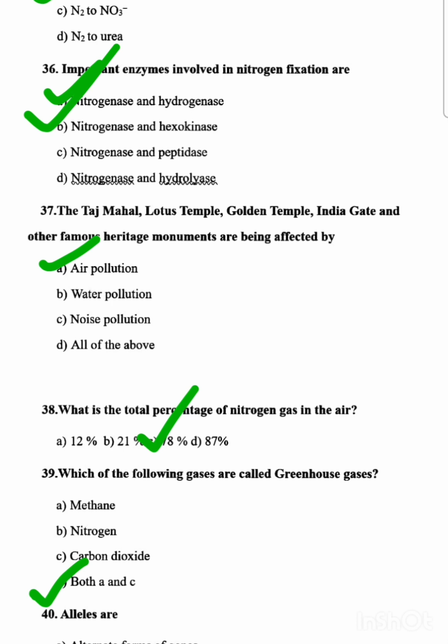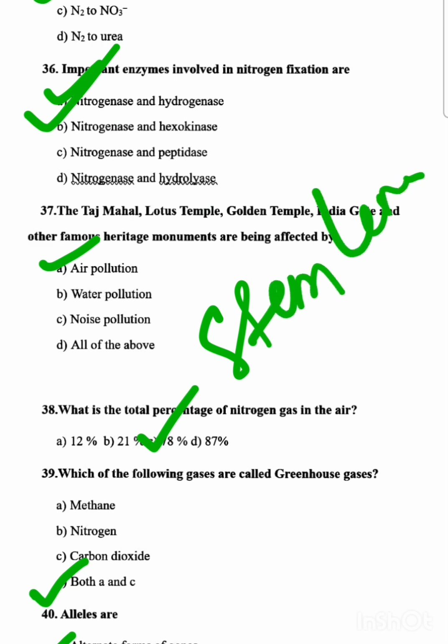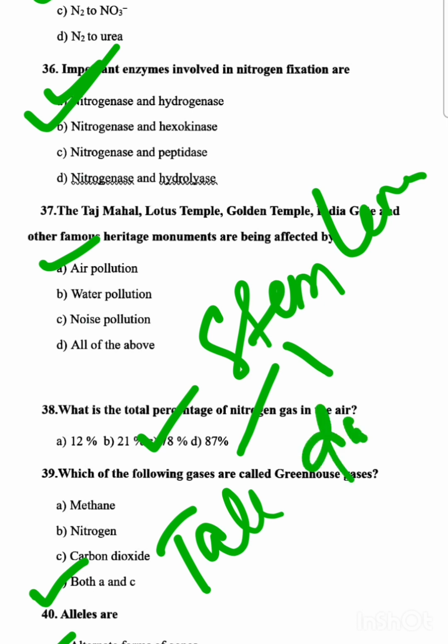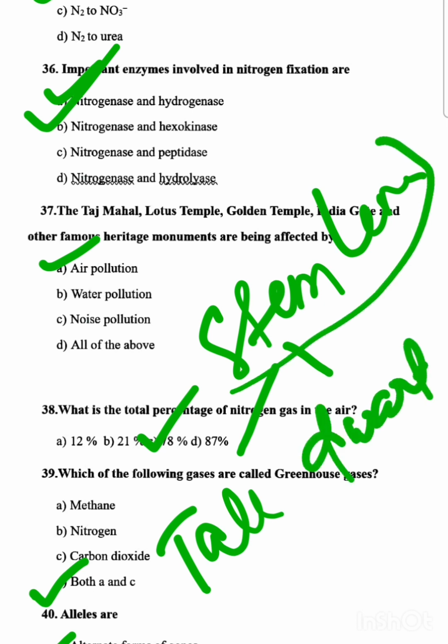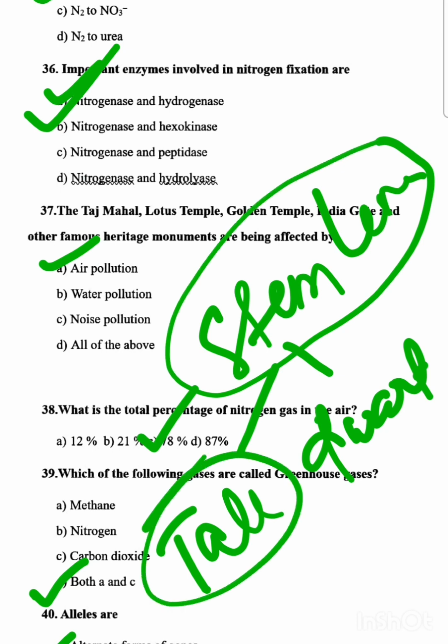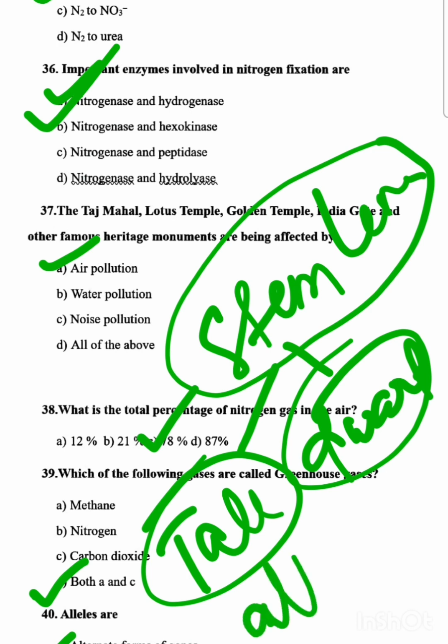So what is an allele? Alleles are the alternative forms of a gene. If the trait is the stem length, what are the two alleles? Either it is tall or it is dwarf. So the stem length character has two alleles, one is tall and the other is dwarf. These are two alternative forms and are known as the alleles.